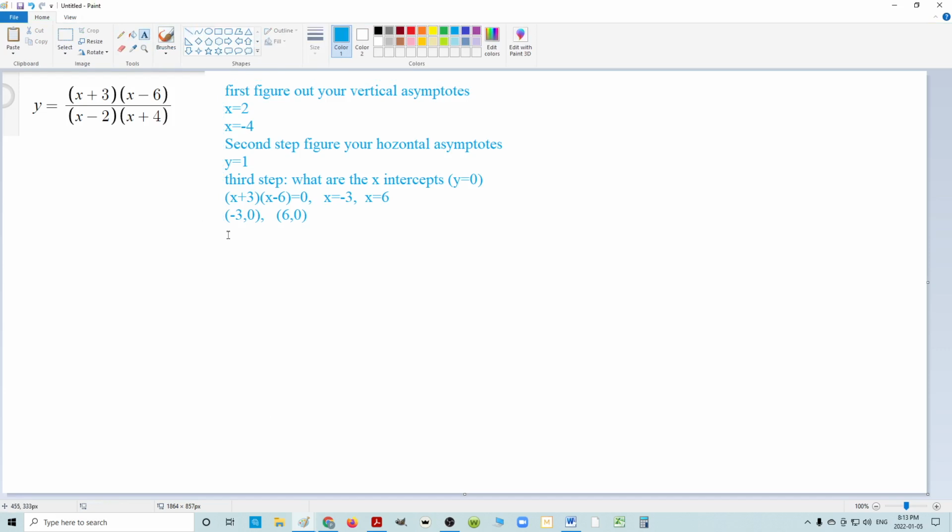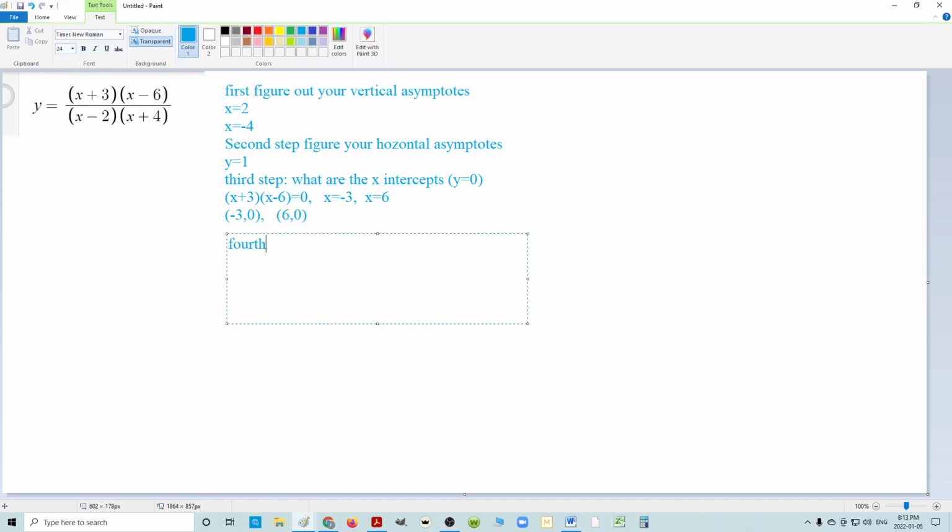Fourth step. See what the y-intercept is. The y-intercept is when x is equal to 0. So we're going to plug 0 into the top, we get 3. 0 into the top, we get minus 6. It's all going to be divided by minus 2 times positive 4. What's the top? It's minus 18. What's the denominator? It's minus 8. We don't have a clean fraction, but we get roughly 2 and a half. And it's negative divided by negative, so it's going to be positive. So when x is 0, y is 2.5.